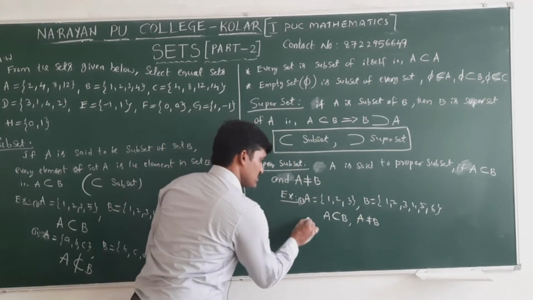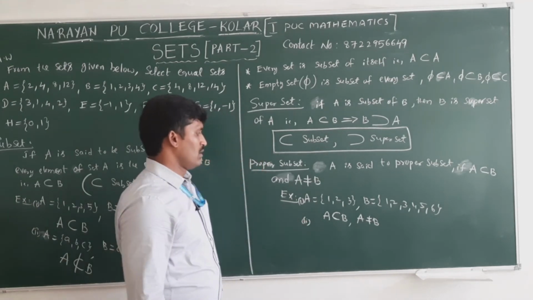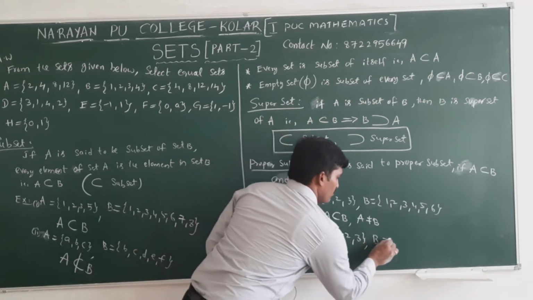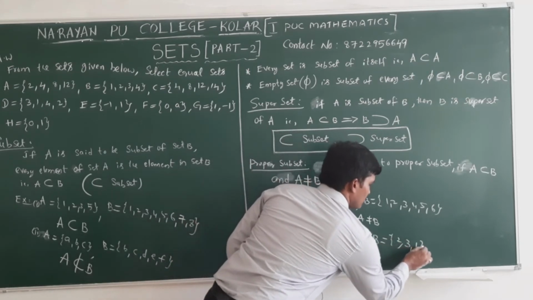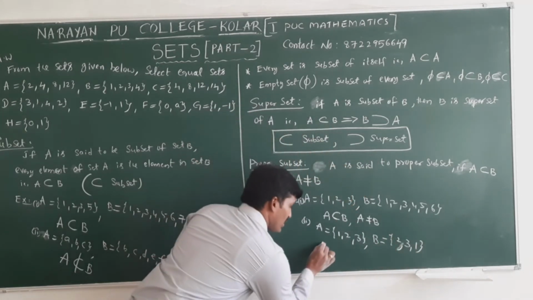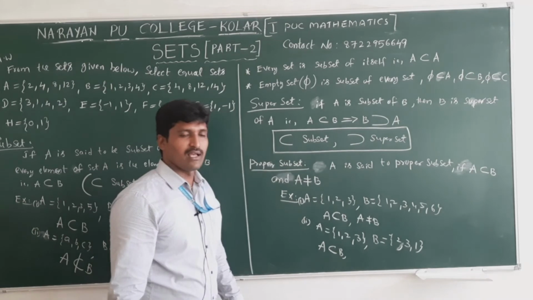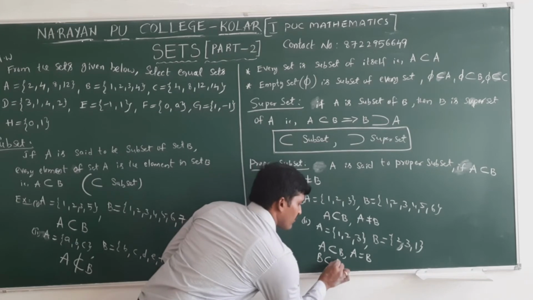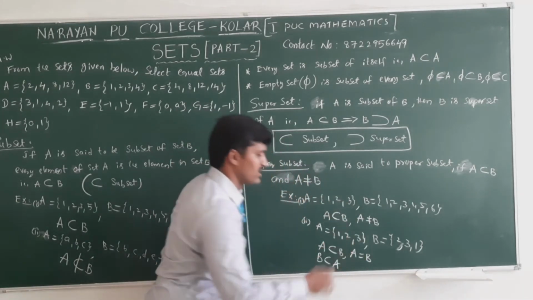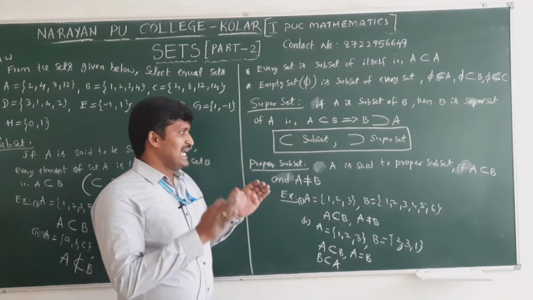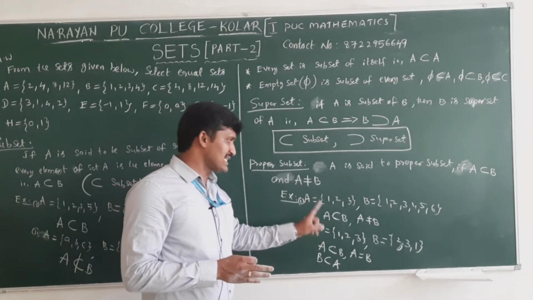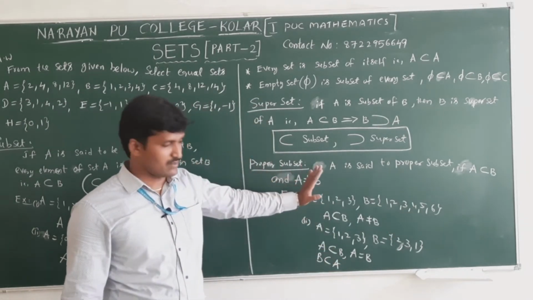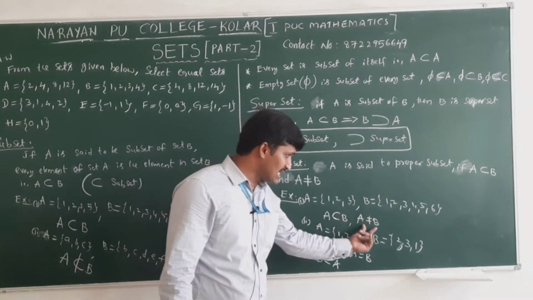Sometimes I can take it like this. Only equal, for example, A is 1, 2, 3. B also I take 2, 2, 3, 1. Here A is a subset of B and A equals B. Here I can also write B is a subset of A. See, the possibilities I am telling. Proper means the number of elements in A is clearly less than the number of elements in B. Then that is a proper subset. Here A is a subset of B, but A is clearly not equal to B.